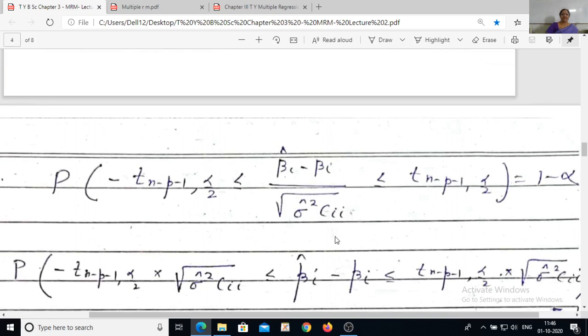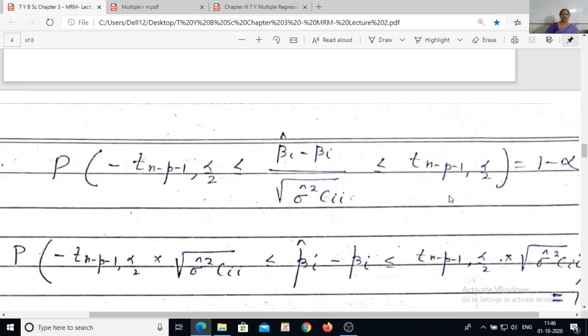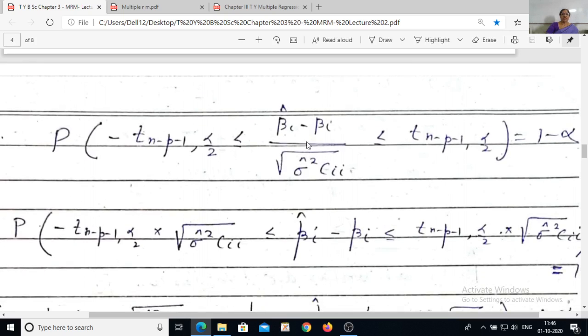So let us take this sigma square cap Cii on this side and this side, so I have this type of linear equation. Again, since I am going to find the interval for beta i, let us take beta i on the left hand side as well as the right hand side.